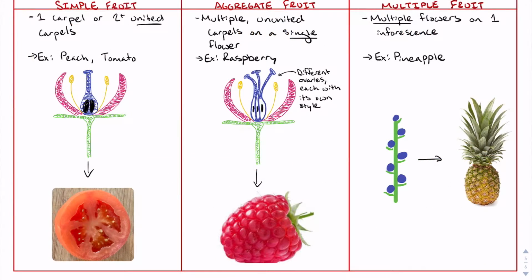Fruits can also be categorized as simple, aggregate, or multiple. A simple fruit, like a peach or tomato, will develop from either a single carpel or 2 or more united carpels. An aggregate fruit, like a raspberry, arises from multiple carpels in a single flower remaining ununited. Each carpel will develop into a fruitlet that, taken together, form the aggregate fruit. A multiple fruit, unlike an aggregate fruit, arises from multiple different flowers on a single inflorescence. Each gynoecium on each flower forms a fruit that will grow so close to the fruit next to it that we consider the whole inflorescence to become one fruit. A pineapple is one example of a multiple fruit.